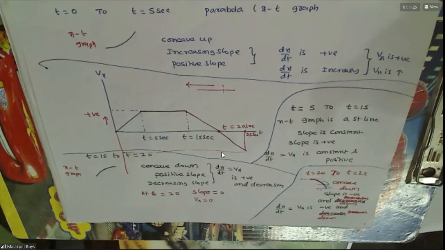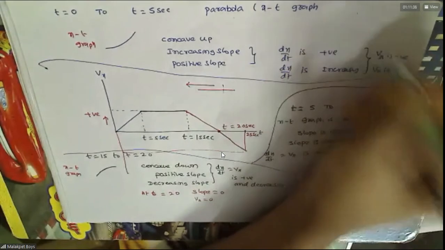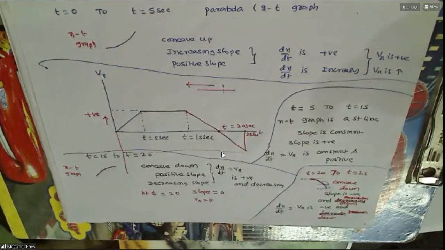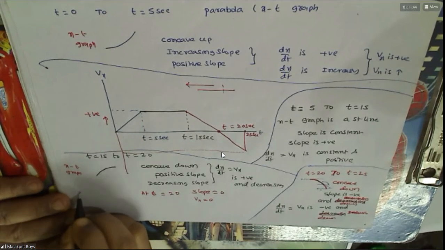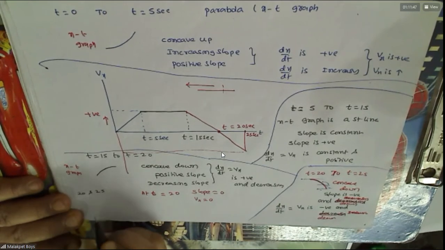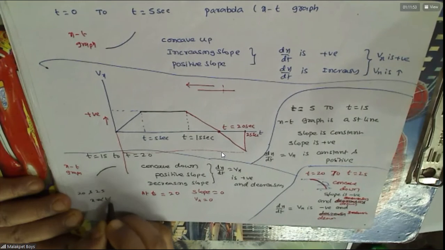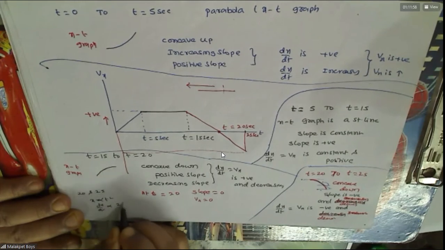So because I didn't understand, between 20 and 25, why is it a parabola only? See, I'll tell you. I think this portion is visible to you. Between 20 and 25, the given graph is a parabola. Parabola means a function of what? t square. So what is dx by dt? This is nothing but a function of 2t.